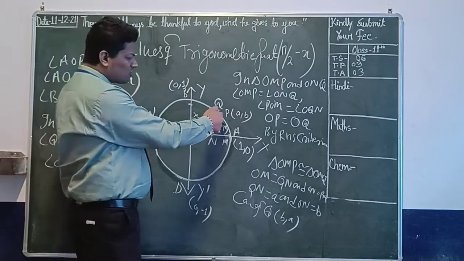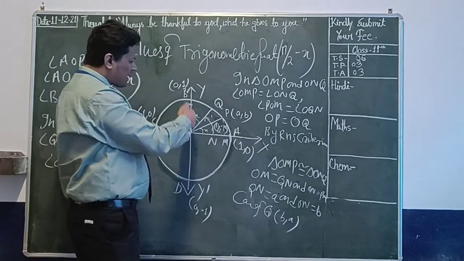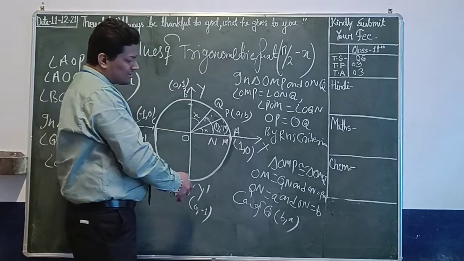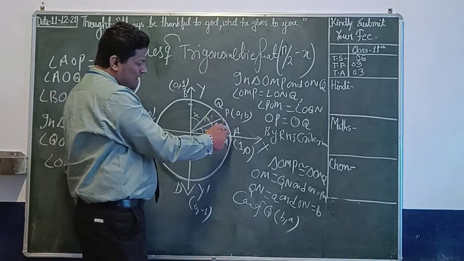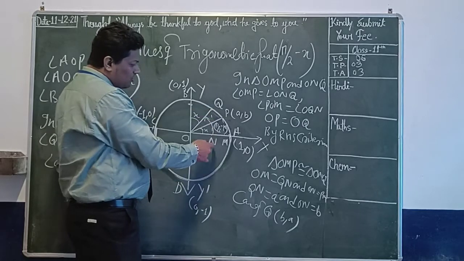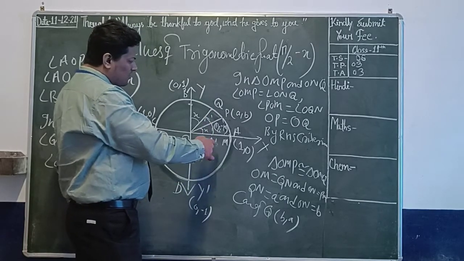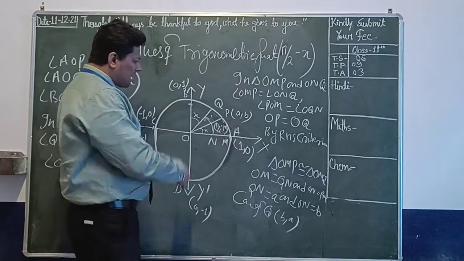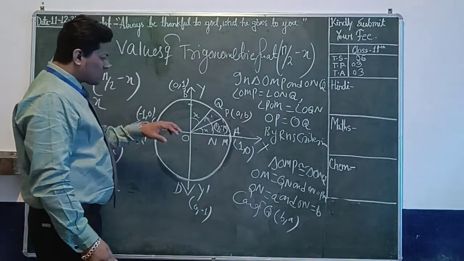From point P, you need to draw a perpendicular PM by the dotted line, which is parallel to the y-axis. This one is perpendicular on the x-axis, OPM. Is it clear? And from Q you need to draw a perpendicular dotted QN, which is perpendicular on the x-axis. Is it clear? And parallel to the y-axis. Is it clear? Here, what are you getting?